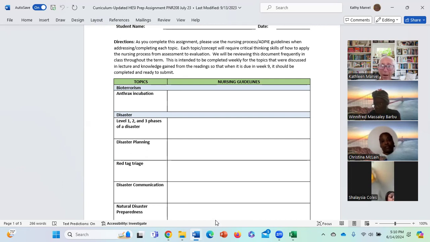Yeah, let's think our ADPIE. What might they present with when you do your assessment? This is all the information you put in your HESI prep, right? What might they present with? You start with assessment, what are they presenting with, all the way down to evaluation. What are you teaching? Maybe what we need to know about anthrax incubation is the incubation period in order to be able to do that assessment or that plan of care for somebody who's been exposed to anthrax, right?